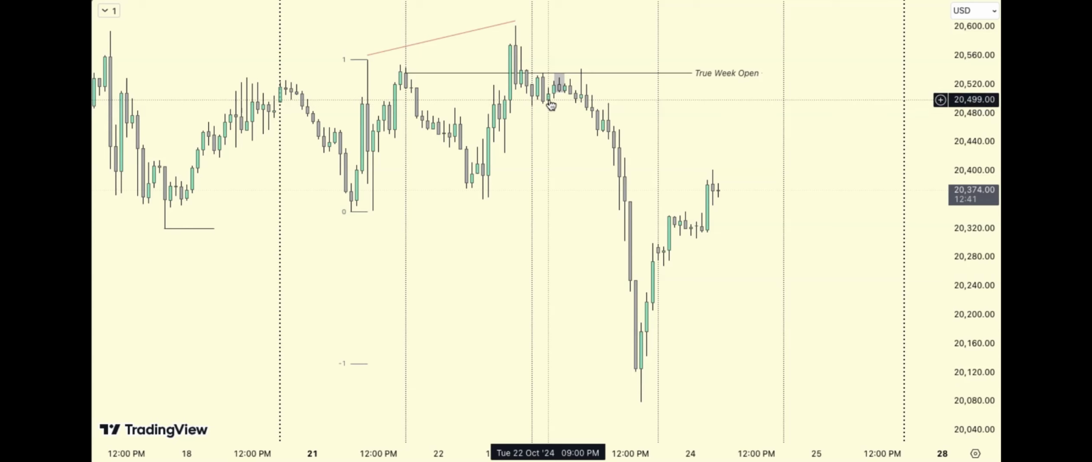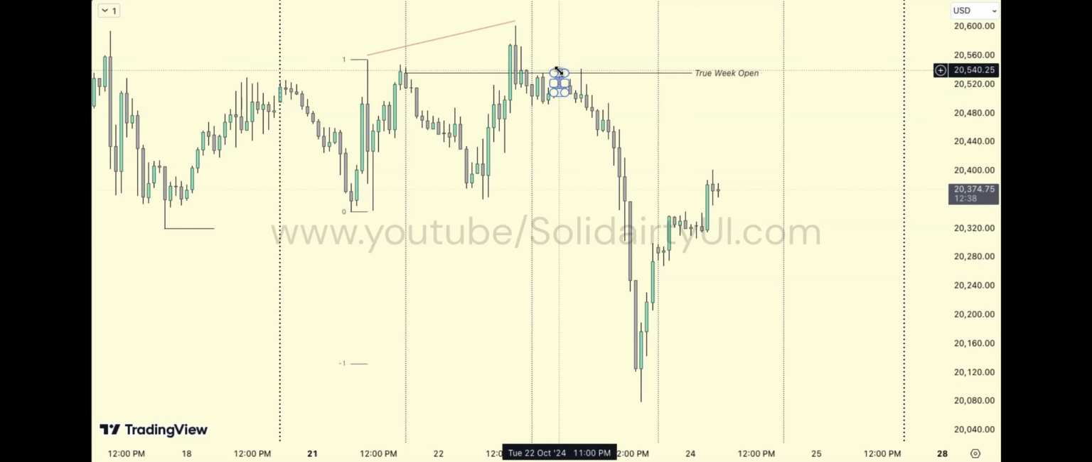Price starts to drop, but not only is it not an important time of day, it's just Tuesday Asian session, but we also did not have a precision swing point to verify this move until 11 p.m. Sorry, 11 p.m. on Tuesday, which was before this True Day Open was printed. But I'm not worried about that because we already have True Week. So we get this PSP right here.